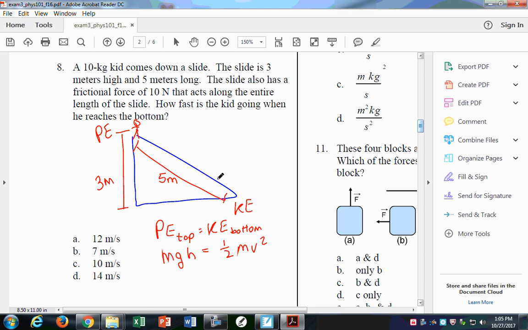So here I'd want to know what is the speed. And so the speed is going to be, see, I multiply both sides by 2, divide both sides by m. That gets rid of the m, and then I take the square root of both sides. So it's going to be the square root of 2gh, which is the square root of 2 times 10 times 3, which is 60, which is what, 7 point something?